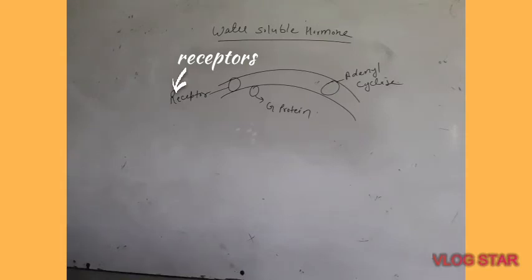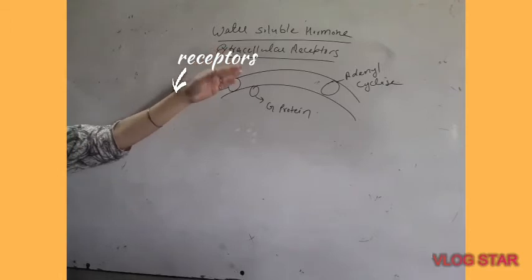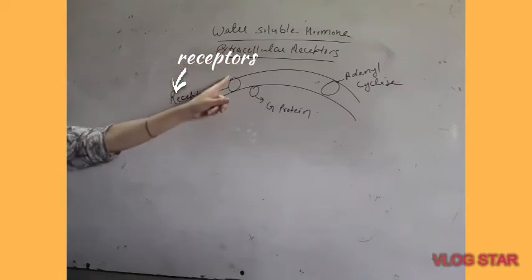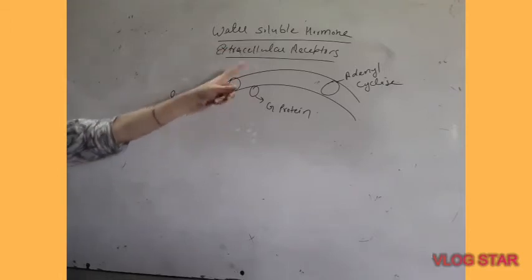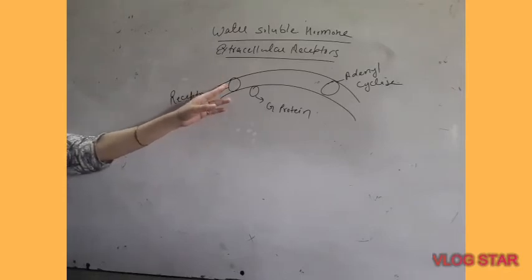extracellular receptors. What are extracellular receptors? Extra means out, cellular is cell. So these are the receptors which lie outside the cell. So where have I located this receptor? Over the plasma membrane. So these receptors are extracellular receptors.